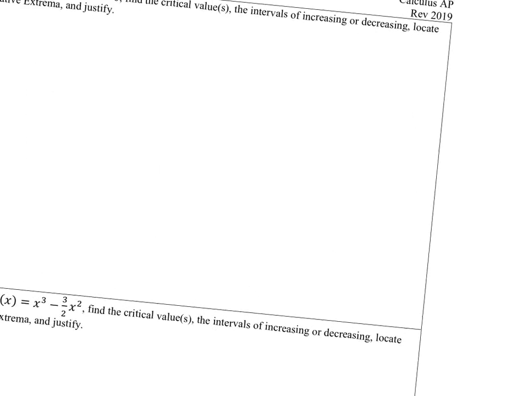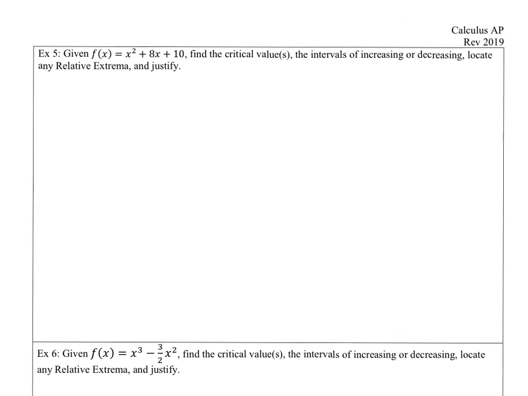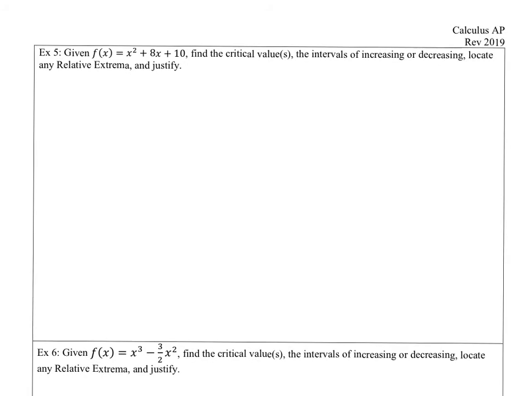Okay, so we're going to do this example 5 together. Hopefully you filled in the notes on all the other examples. So it says find the critical values. So we're going to find the critical values and the intervals of increasing or decreasing and the relative extrema. So the first thing we want to do is find the derivative.